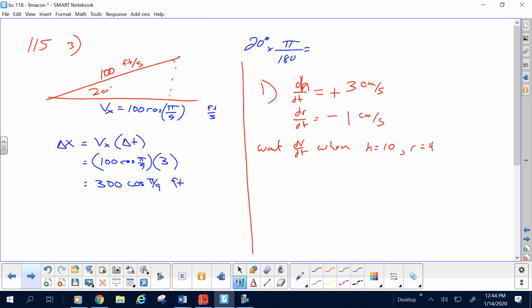You follow? Okay, so great. Now what do I do? Volume. You write the volume equation. 1/3 pi r squared h. You take the derivative with respect to time. Using the product rule, right? Okay.